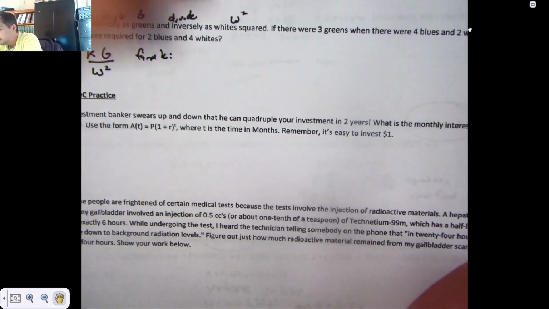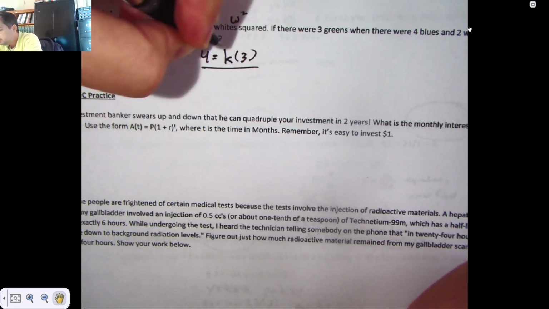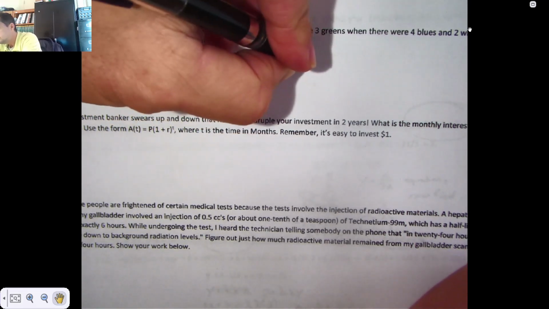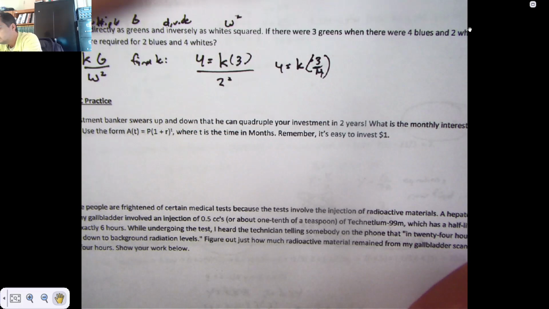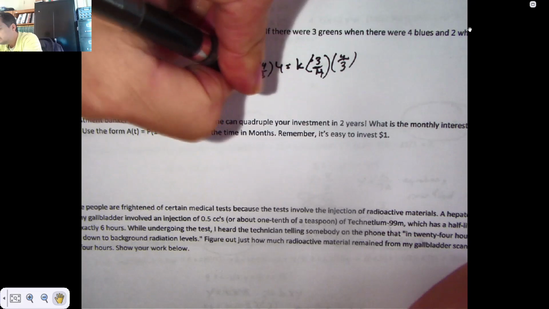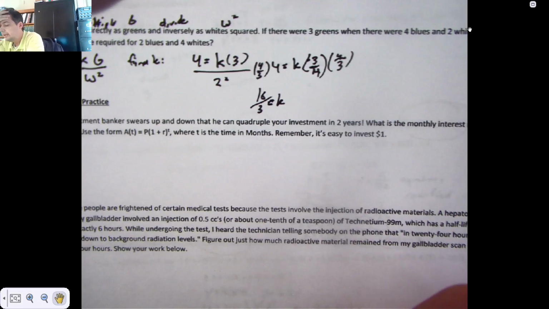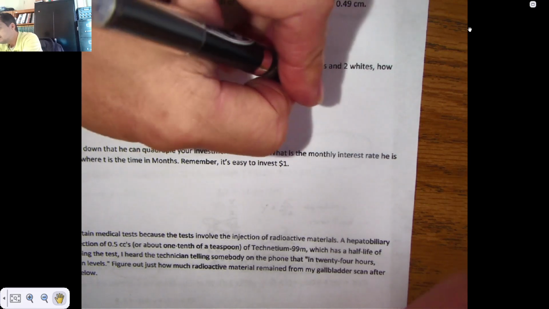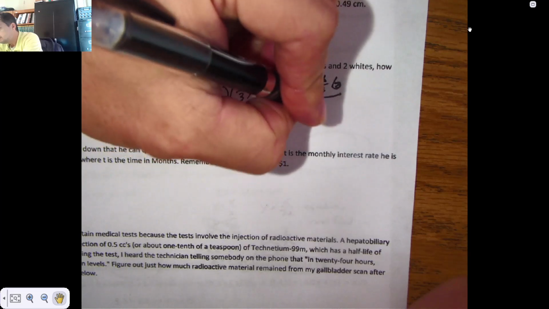If there were 3 greens when there were 4 blues, so 4 equals k times 3, and 2 whites over 2 squared. So 4 equals k times 3 over 4. We're going to multiply by the reciprocal here again, 4/3. I'm a little shaky this morning, sorry. We get 16/3 as my constant. Now I have an equation. It says blues are 16/3 of the greens divided by w squared.